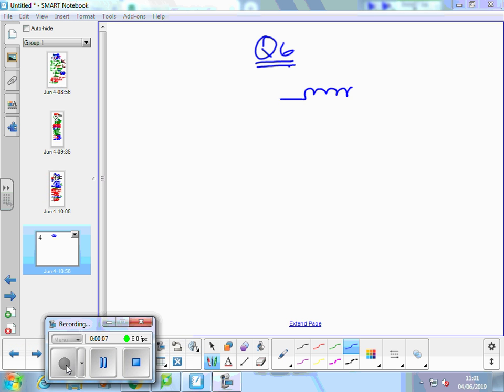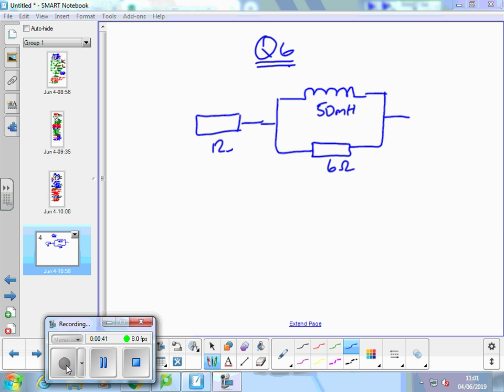A 50 millihenry inductor is connected in parallel with a 6 ohm resistor. And that whole network, the parallel combination, is connected in series with a further resistance of 12 ohms and subject to a step input voltage of 96 volts.